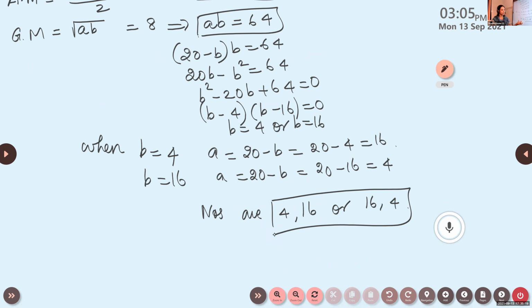We have to write both the cases because if you take this as a GP, in the first case the common ratio will be 4 and in the next case the common ratio will be 1/4. So write both the cases. The two numbers are either 4 and 16 or 16 and 4.